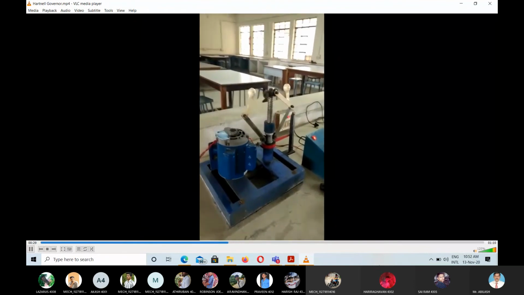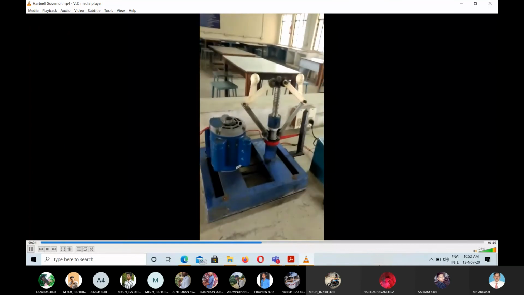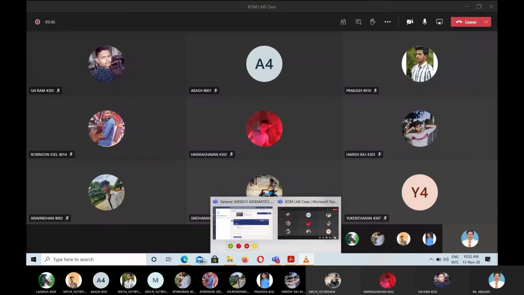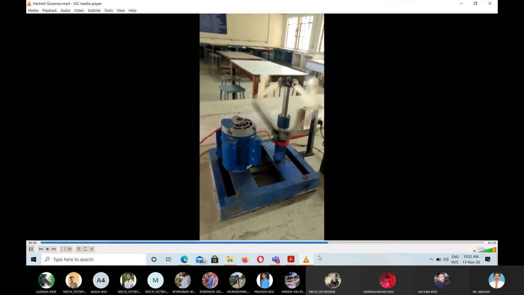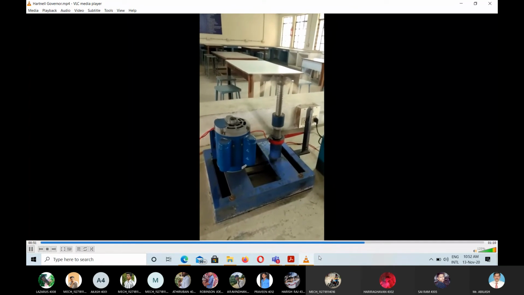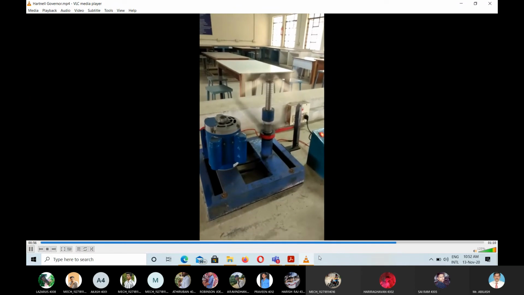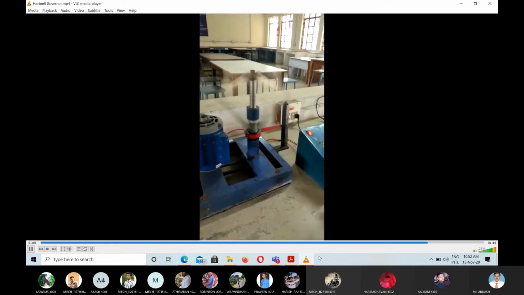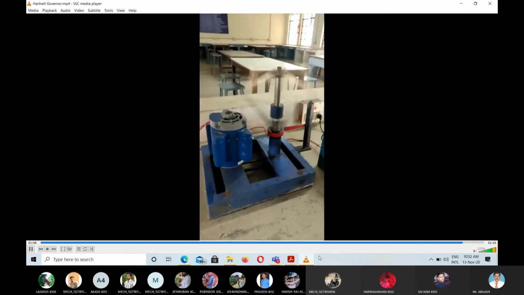Let me start. Before starting the experiment, you need to note down this initial distance. Here we are going to take 3 different speeds: low speed, medium speed, and high speed. First, let me feed the speed with the help of the starter. See, now it deflects. You need to note down the speed with the help of the tachometer and note down the deflection. This is the experiment of the Hartnell governor.